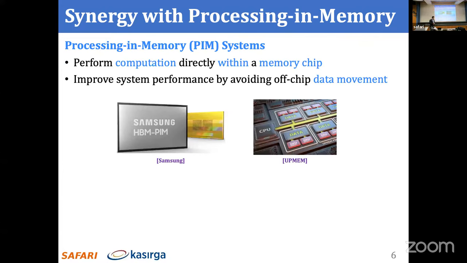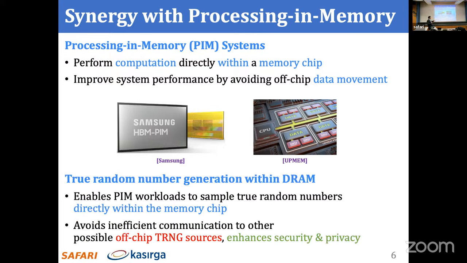These systems do computation in memory and they eliminate data movement and improve system performance. The true random number generators inside DRAM chips will allow the DRAM chip to generate true random numbers and feed those numbers to security critical applications that are running inside them without going off chip over a potentially compromised interface.